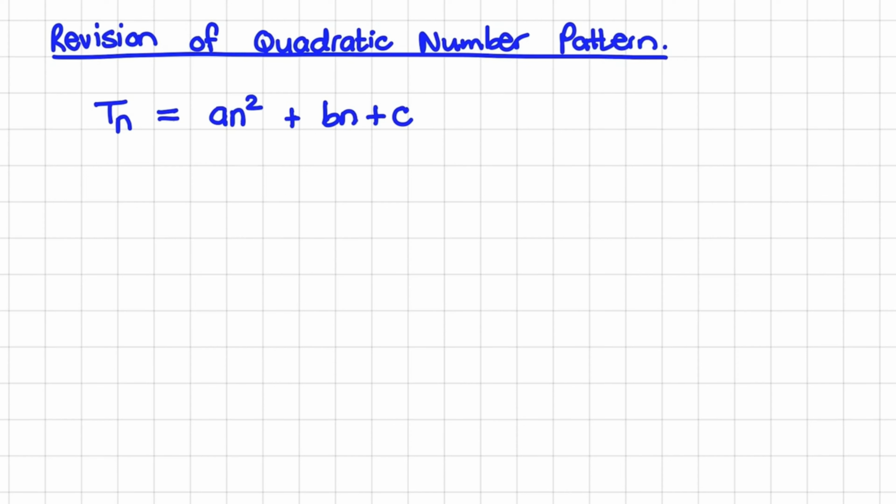In this video, we'll revise the quadratic number pattern which you have learned in grade 11. So, a quadratic number pattern's general term or formula is Tn = an² + bn + c. So let us look at our first example.